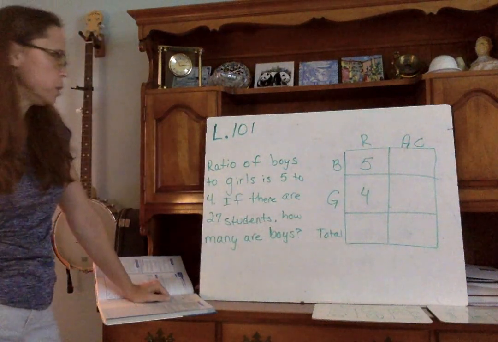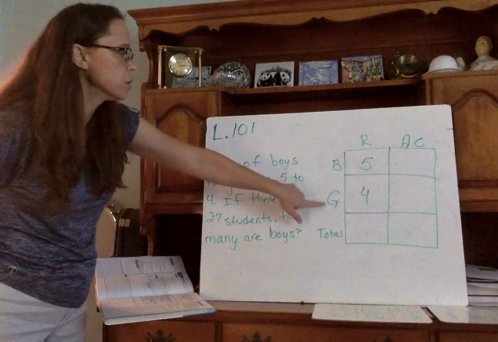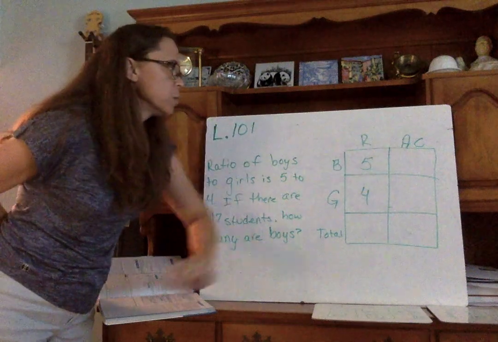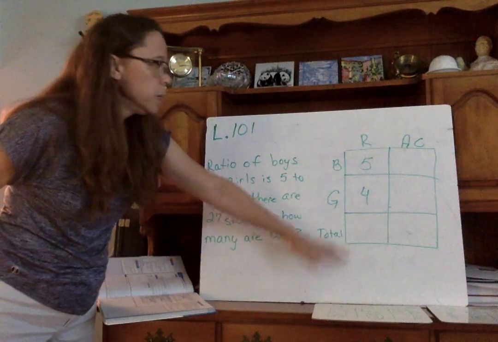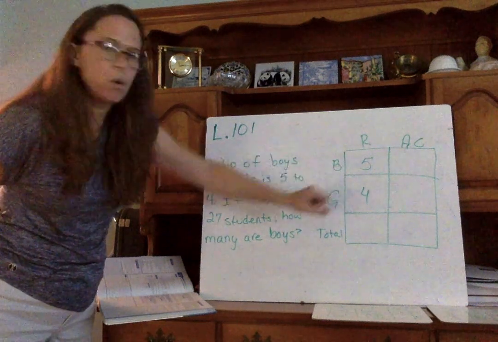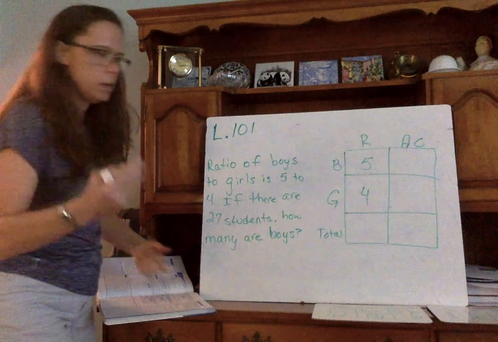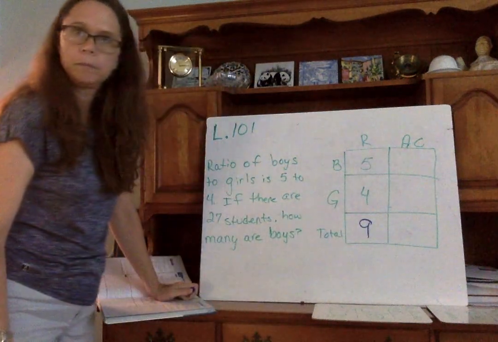The ratio of boys to girls in a class is 5 to 4. So I said boys to girls, ratio and actual count. I added my total row, which is what we're doing today. When I think about the ratio of boys to girls as 5 to 4, if I were to total those, I would get a total of 9, right? 5 plus 4 makes 9.